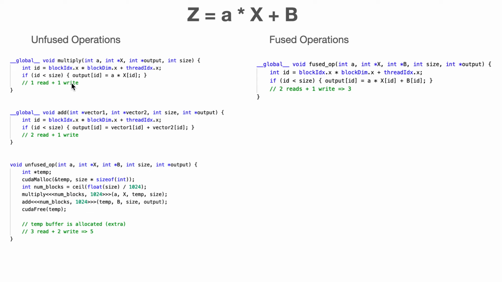And then we have this unfused operation, which is combining these two kernels. We allocate this extra temp memory using cudaMalloc, and then we launch these two kernels in the appropriate manner. We can clearly see that in this case, we are going to do 3 reads and 2 writes, which is a total of 5 operations. And then we have to allocate this extra temp buffer also in order to do our computation. While in the fused case, the code is quite simple. Each thread simply reads a single element from X and B, does the computation, and stores the results back to the global memory. There is no temp variable, no extra allocation, and there are only 3 read and write operations involved.